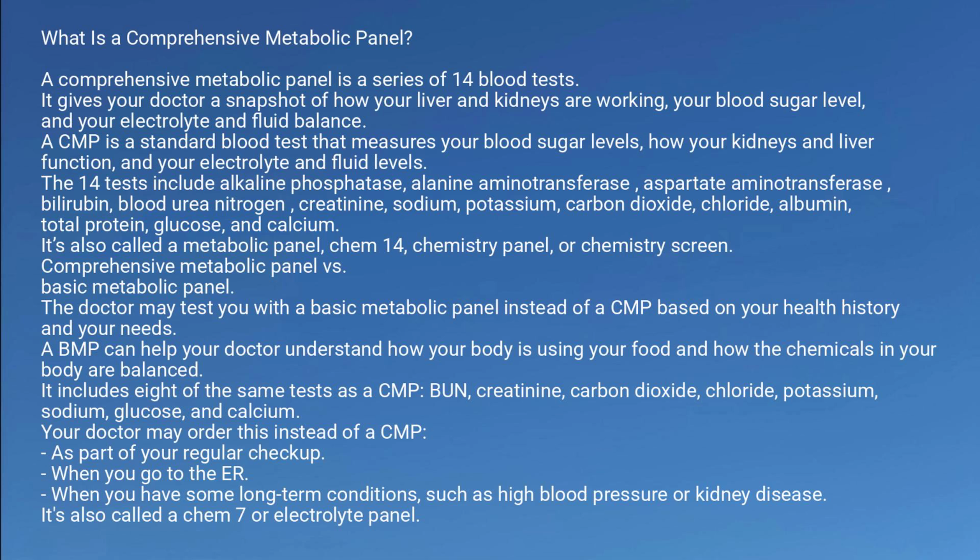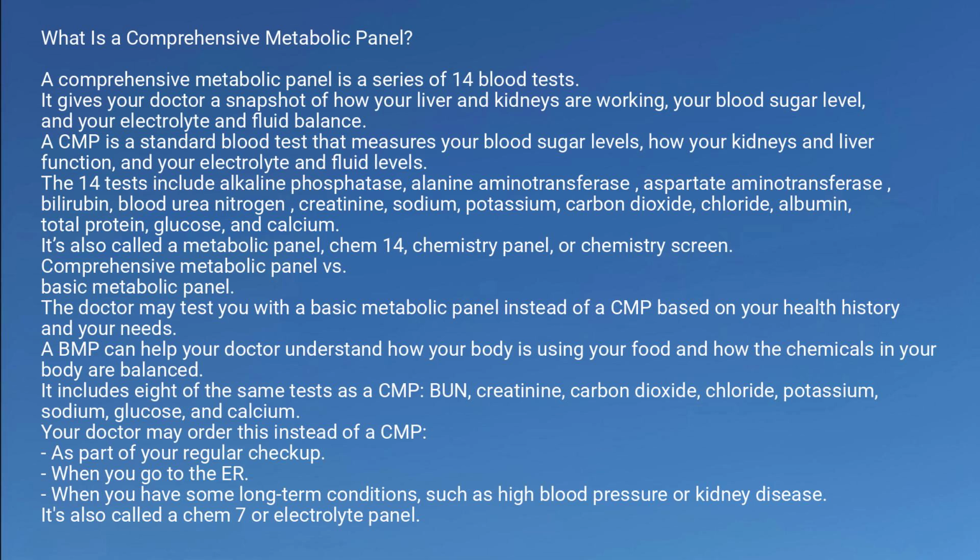The 14 tests include alkaline phosphatase, alanine aminotransferase, aspartate aminotransferase, bilirubin, blood urea nitrogen, creatinine, sodium, potassium, carbon dioxide, chloride, albumin, total protein, glucose, and calcium. It's also called a metabolic panel, Chem 14, chemistry panel, or chemistry screen.